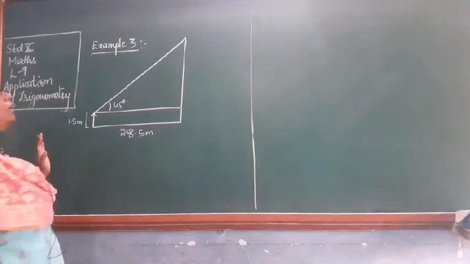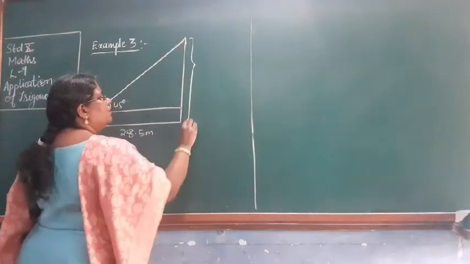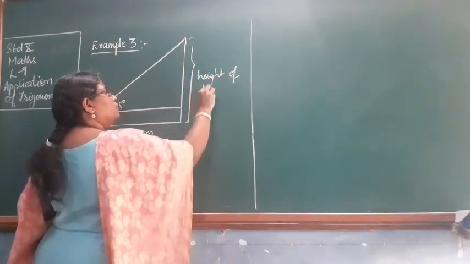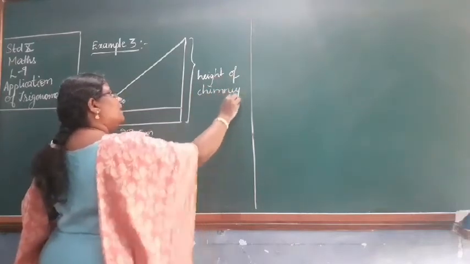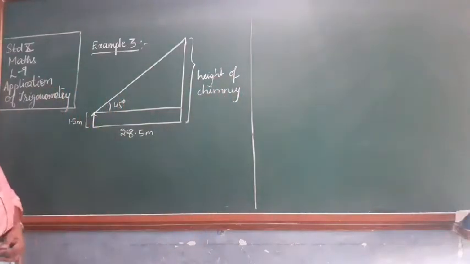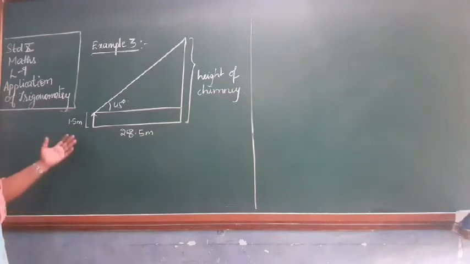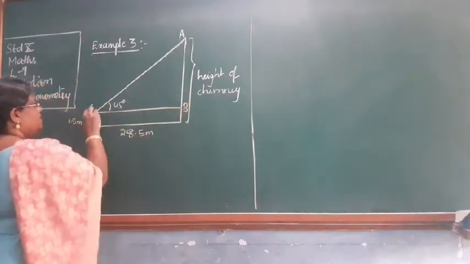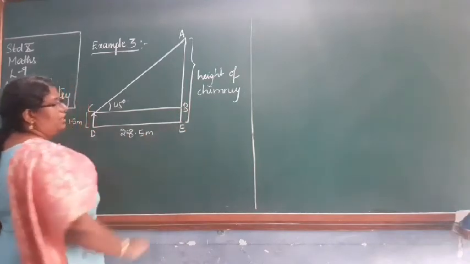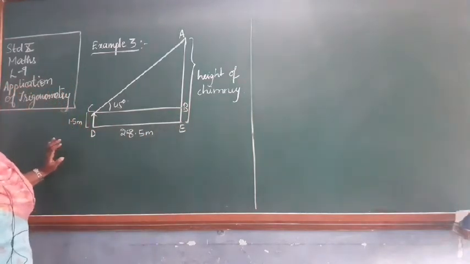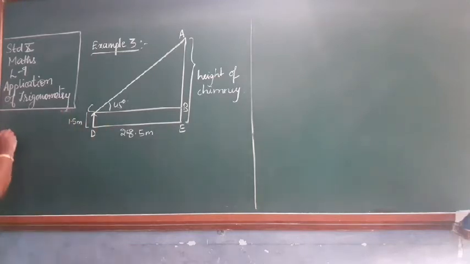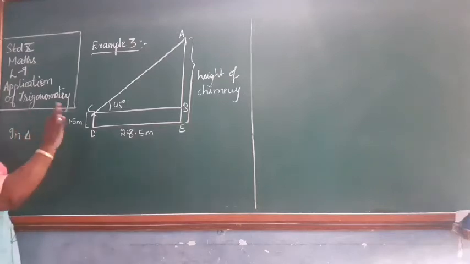Okay? You are asked to find the height of the chimney. So naturally we have so many things here, we can easily find out the height of the chimney. Let me take this as A, B, C, D, E. All the points we will mark as given. So I have this figure. Now in the triangle you are asked to find the height of the chimney.